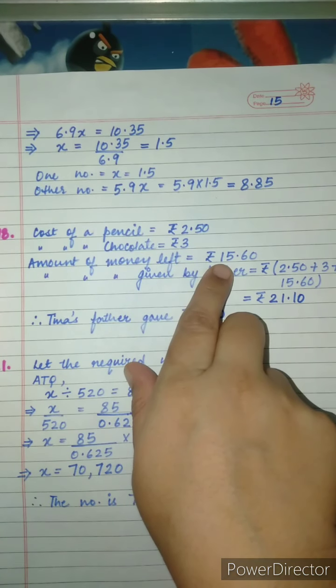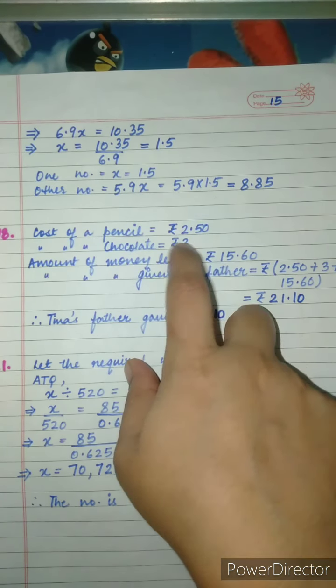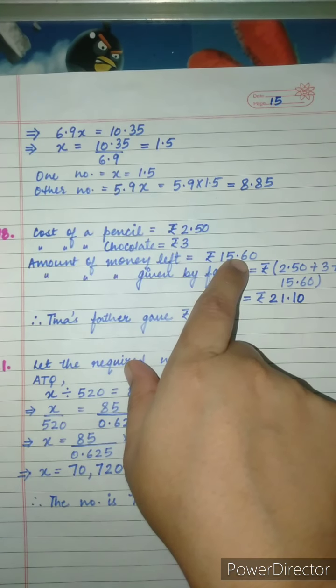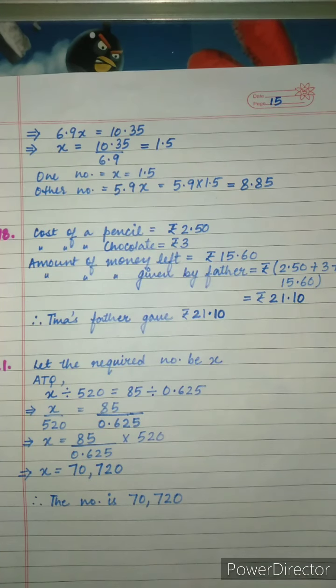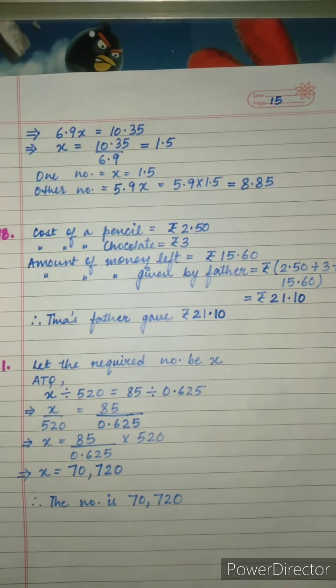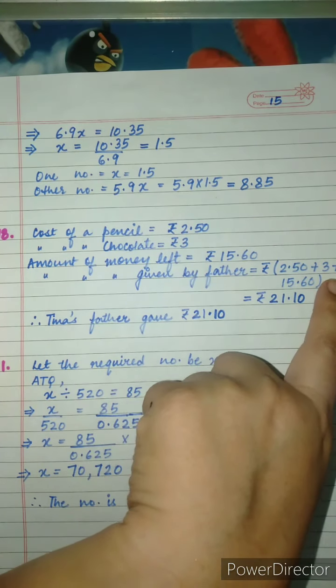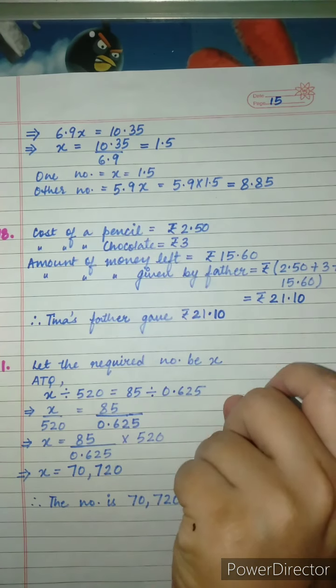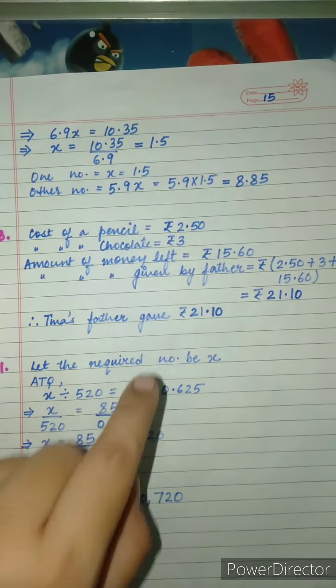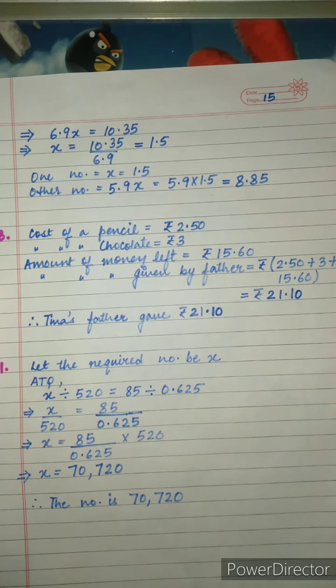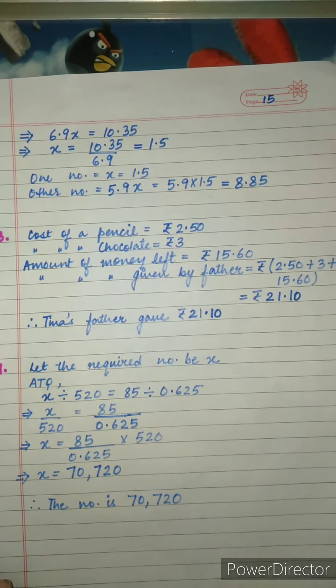What was the amount left with her? Rupees 15.60. So when we are going to add all these three decimal numbers, we'll get the total amount of money given by her father. So we have added 2.50, 3 and 15.60, which gives us rupees 21.10.